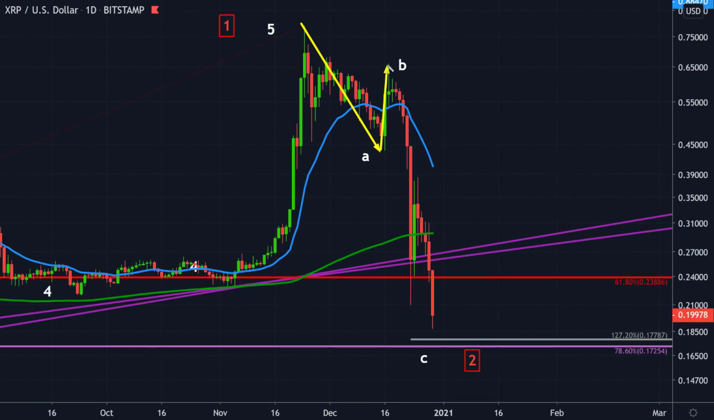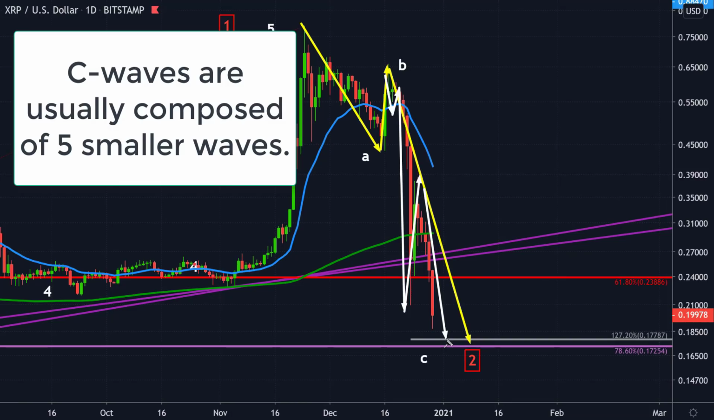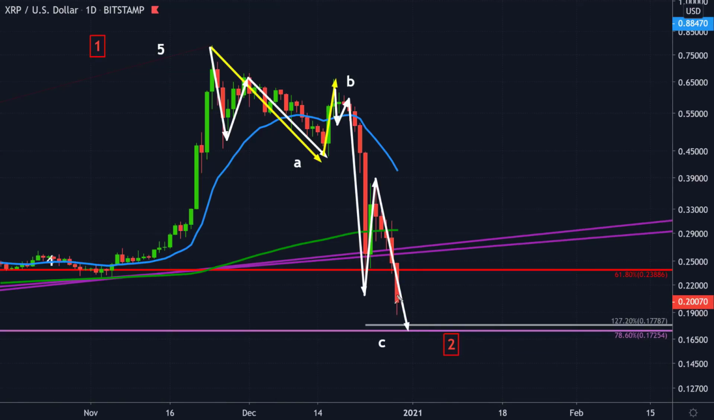The deal is that C waves are usually composed of 5 waves. If this is our C wave of wave 2, they're often composed of 5 smaller waves. Wave 1, 2, 3, 4, 5. And the wave 5 could extend as low as 0.17. That's the one thing I'm waiting for, guys. I'm waiting to see, can 0.1725, the C wave, can it hold this level and bounce off?